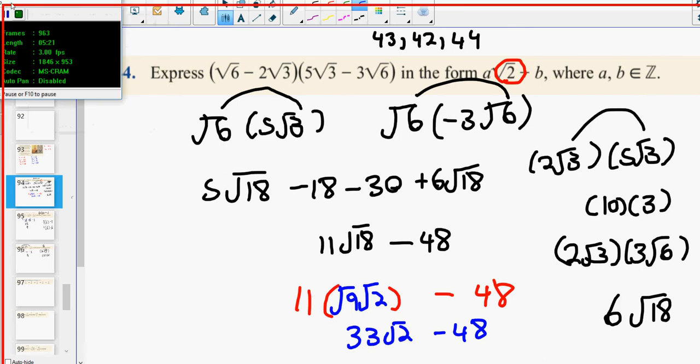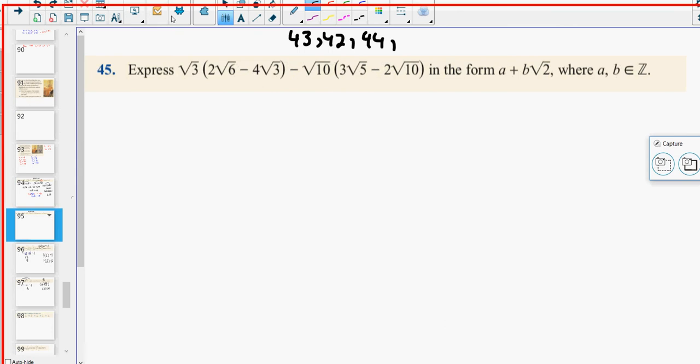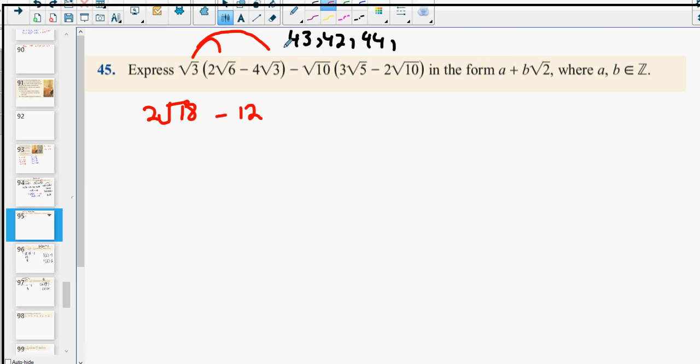Okay. So, okay. I'm going to come in behind in a second. Root 3 by that, 2 root 18. Root 3 by that is going to be 12. Minus 12. Root 10 by root 5 is minus 3 root 50. Minus root 10 by another root 10 is 10. The last one is 20. Does anybody want me to try?